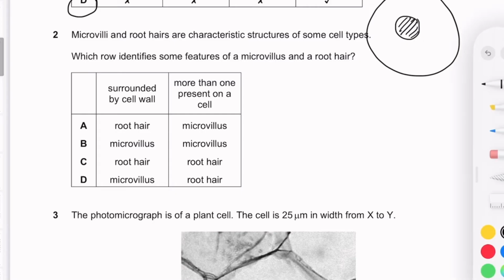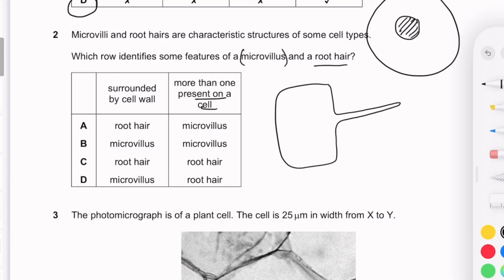2. Microvilli and root hairs are characteristic structures for some cell types. Which row identifies some features of microvillus and root hair? Surrounded by a cell wall, obviously only for the root hair, because microvilli are only found in animal cells, so obviously they're not surrounded by cell walls. More than one present on a cell: microvilli, obviously, because there's only one root hair in every root hair cell. Surrounded by a cell wall, as I mentioned, root hair, but more than one present, so it's A.